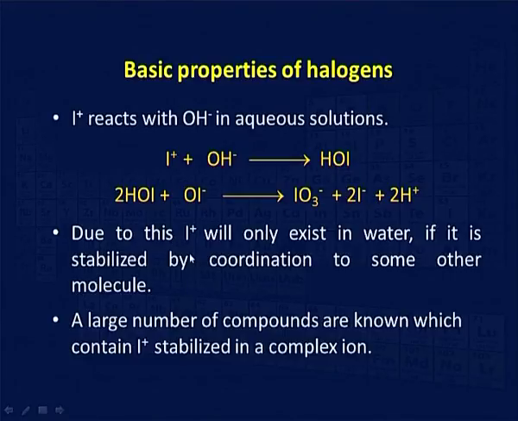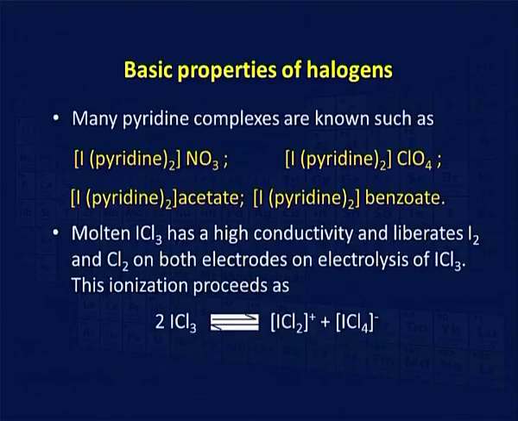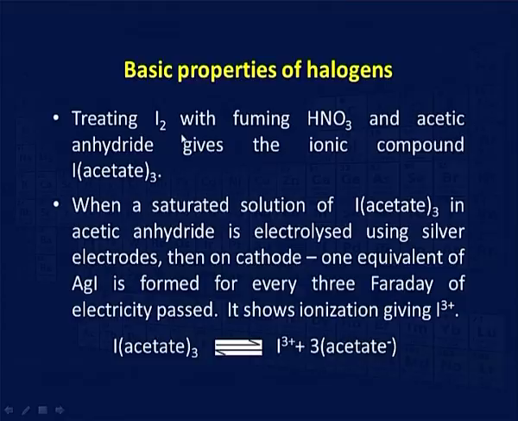Due to this, iodine cation will only exist in water if it is stabilized by coordination to some other molecule. A large number of compounds are known which contain iodine cation stabilized in a complex ion. Many pyridine complexes are known, such as the iodine pyridine complex with nitrate, chlorate, acetate and benzoate. Molten iodine trichloride has a high conductivity and liberates iodine and chlorine at both electrodes on electrolysis. Iodine trichloride undergoes ionization like this. Treating iodine with fuming nitric acid and acetic anhydride gives the ionic compound iodine triacetate.